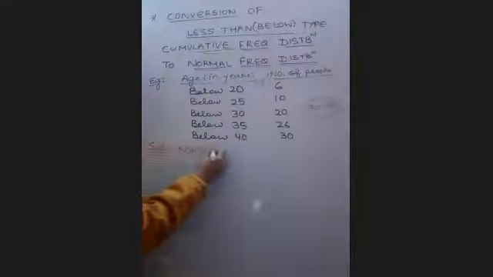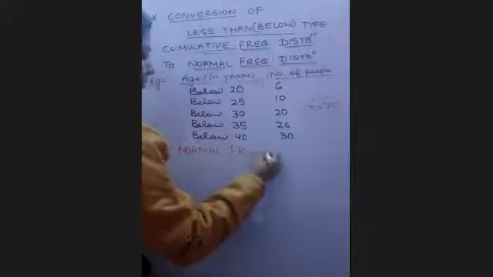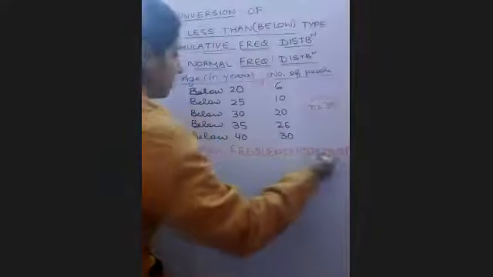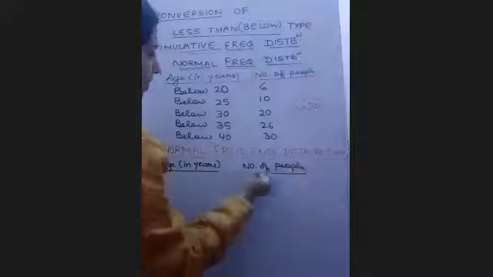So now we have to convert it into normal frequency distribution. Now, normal frequency distribution would mean having class intervals and, as the name says, having frequency. Right, beta? Changing CF to F. So the heading would remain the same, that is age in years and number of people. But here number of people would represent F.